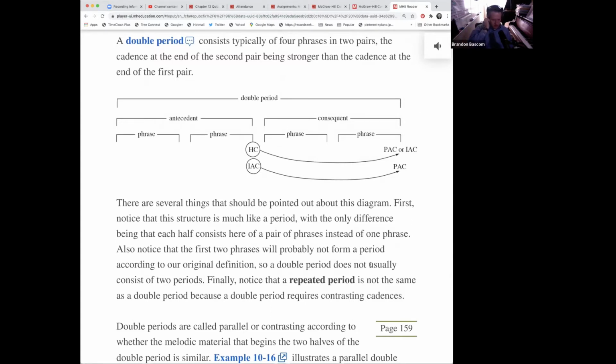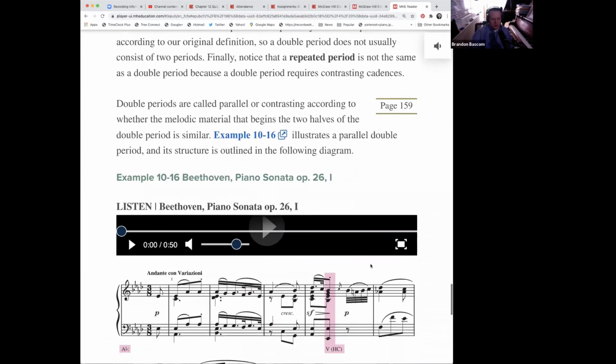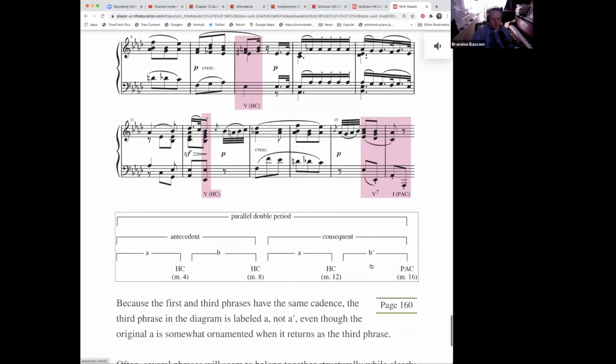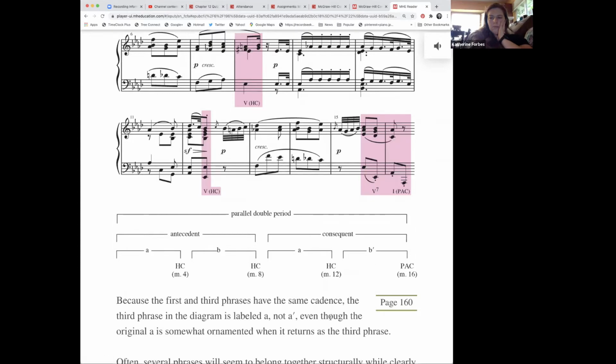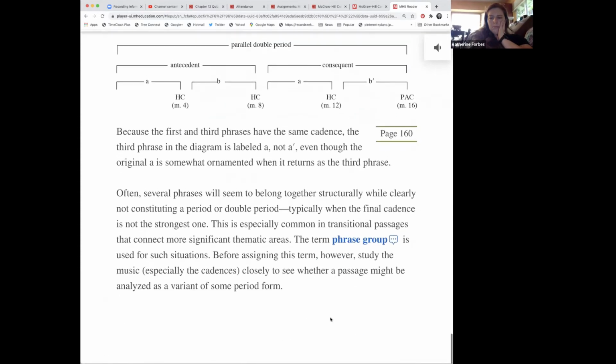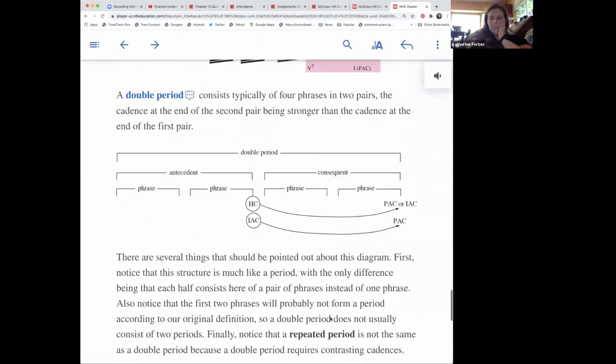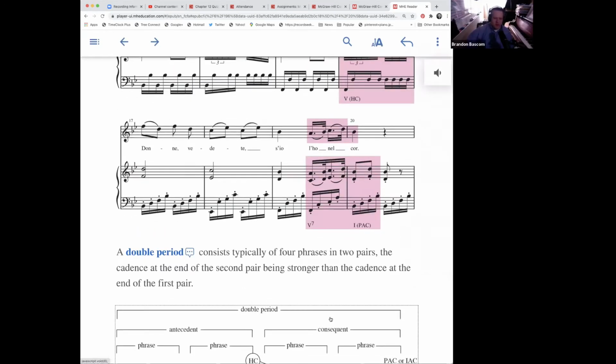Remember that a repeated period is not a double period, because a double period requires contrasting cadences. A repeated period would have the same, right? What's a double period again? A double period consists typically of four phrases and two pairs. The cadence at the end of the second pair being stronger than the cadence at the end of the first pair.